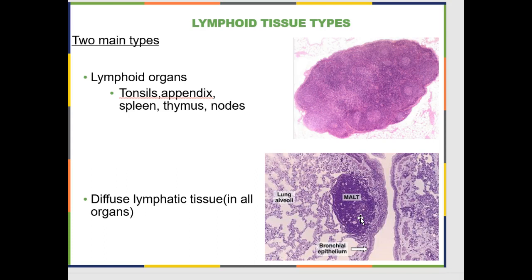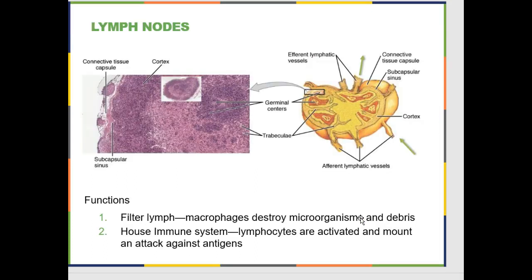So we're going to start by going through the discrete lymphatic organs and then talk about a couple different types of diffuse lymphatic tissue. First up are the lymph nodes.